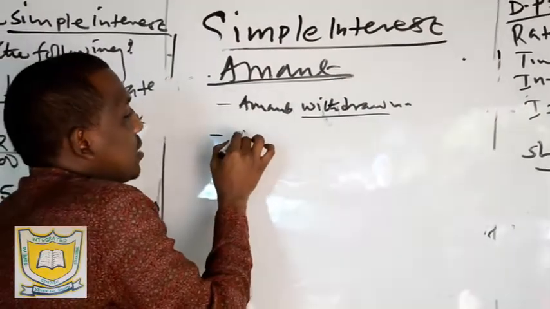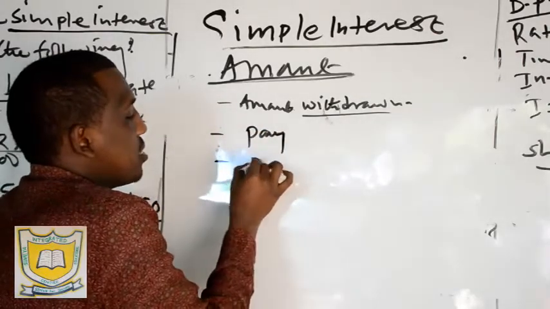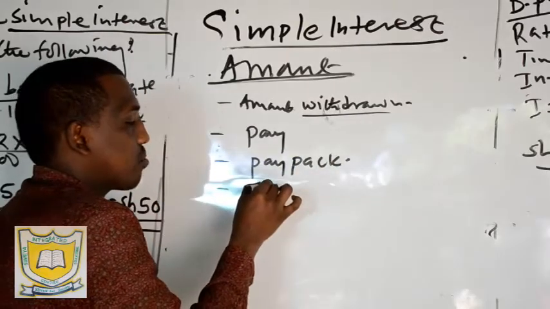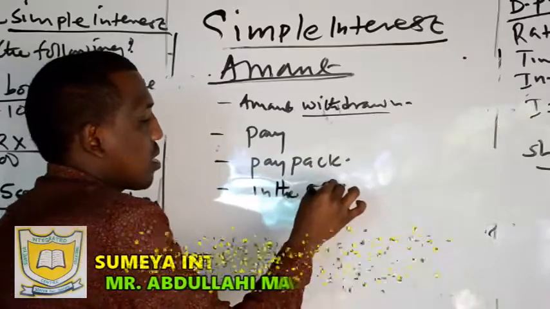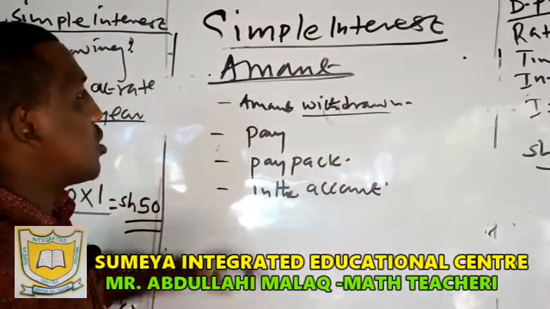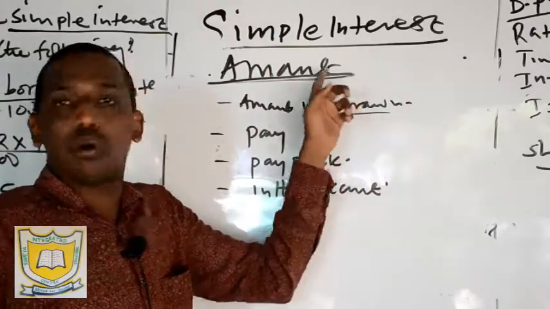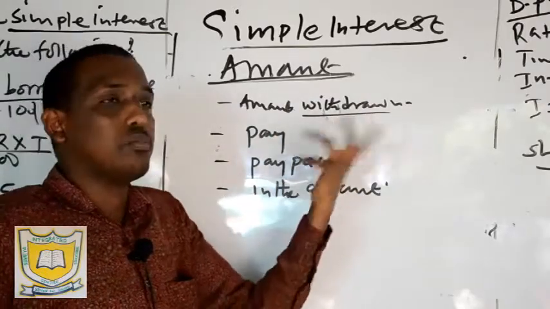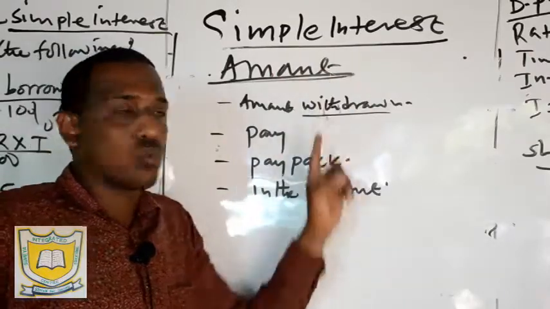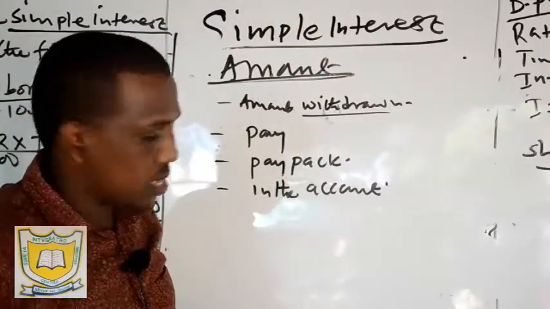Then they say, how much did he pay? How much did he pay back? How much will be in his account? All these terms are the same. If someone tells you to find the amount, that's the amount. If someone asks how much the person withdrew, that is the amount. How much did he pay? Amount. How much did he pay back? Amount. How much will be in the account? Amount. They normally use these terms to refer to the amount, so you should be vigilant.